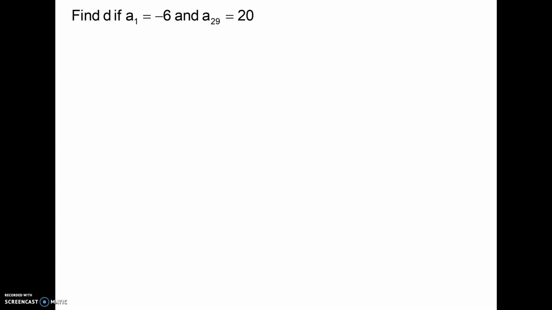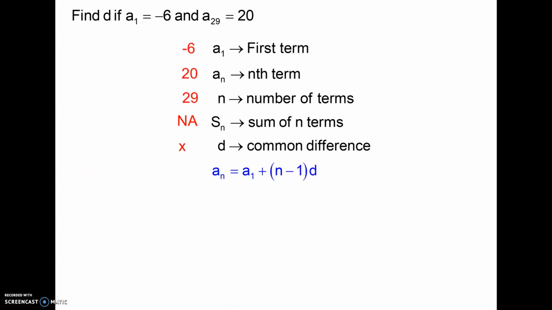Let's continue with some more variations of what you could be asked. In this example, we're finding the common difference. You're given the first term, the 29th term. All right, whatever. I label what I have. I have the 29th term. A sub 29 is equal to 20. There's 29 terms because that's the 29th term. We don't care about the partial sum, and we're solving for D, our common difference. You don't have to replace it with X if you don't want to.